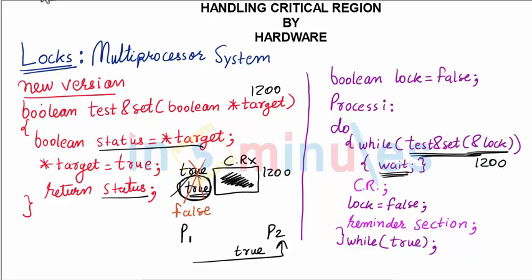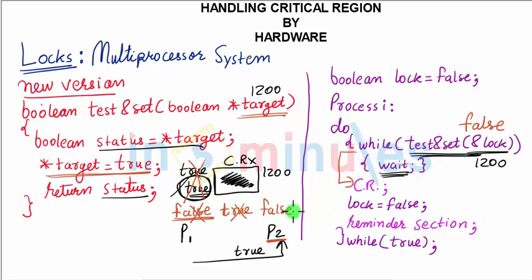After a certain time, again P2 will try to access the system. It will give the location 1200. 1200 will go. You will read the status, and this time the status is false. So the status of the target would be made true. So this false would be made true, this time by P2. Over here the answer will be false. So you will not wait, you will enter the critical region. So during critical region access, when your job is over, you will again make lock equal to false. You will come out and do the remainder section.